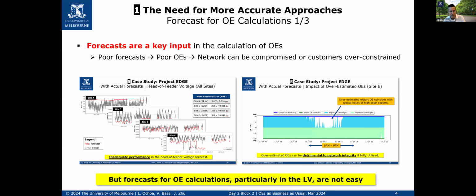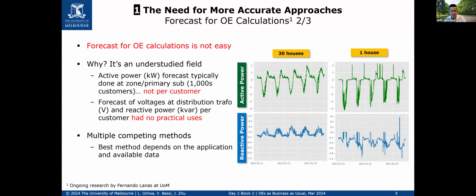However, we need to understand that forecasts for operating envelope calculations, particularly in the low voltage part, are not easy. So this is not about saying, oh, forecasts are terrible, we need to do better. Yes, we need to do better, but it hasn't been done anywhere in the world, actually, as a matter of fact. So let's reflect on that. Forecast calculations for operating envelope purposes are not easy. Okay, why? Because it is a totally understudied field, all right?